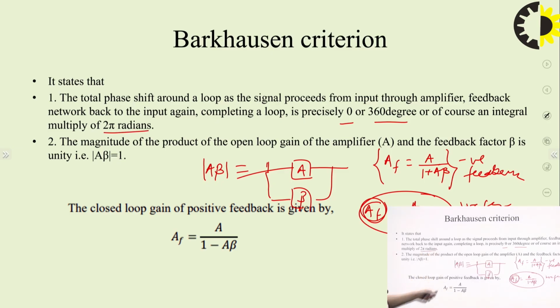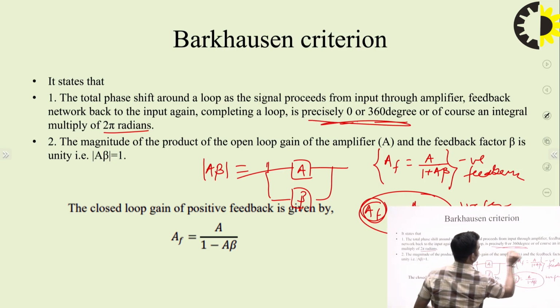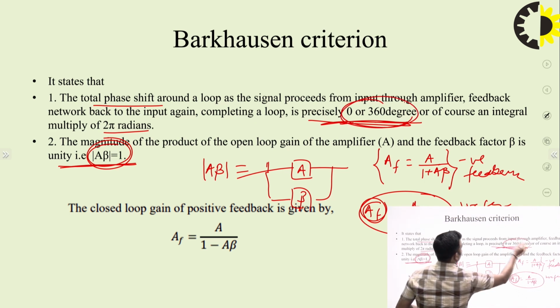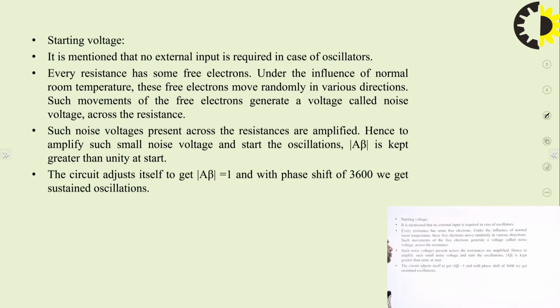So these are the two conditions: the total phase shift should be 0 or 360 degree, and the magnitude of the product of the open loop gain of the amplifier and the feedback factor beta should be equal to 1. These two conditions are known as the Barkhausen criteria.